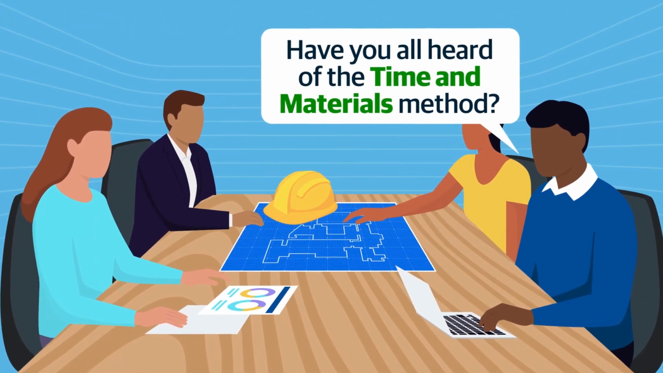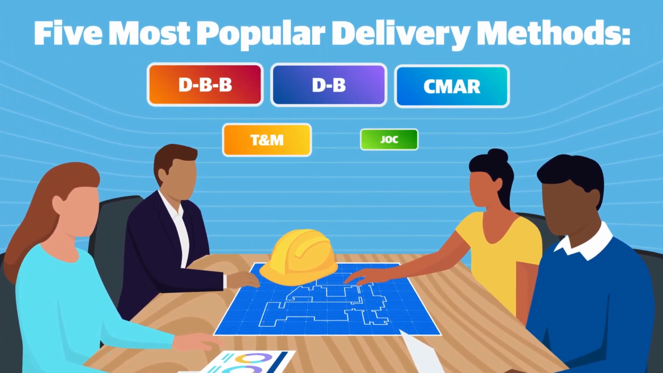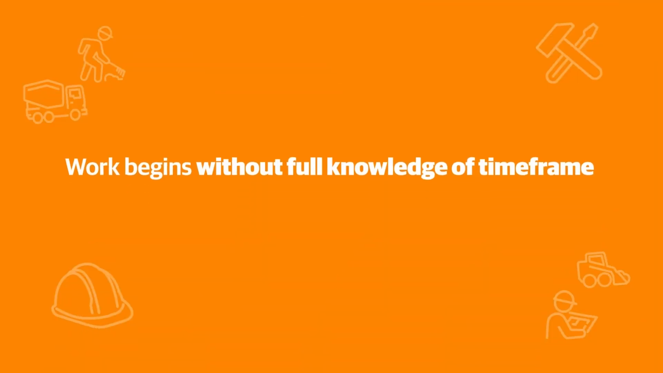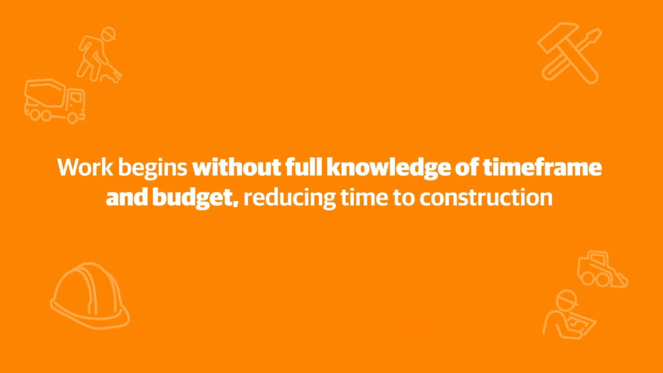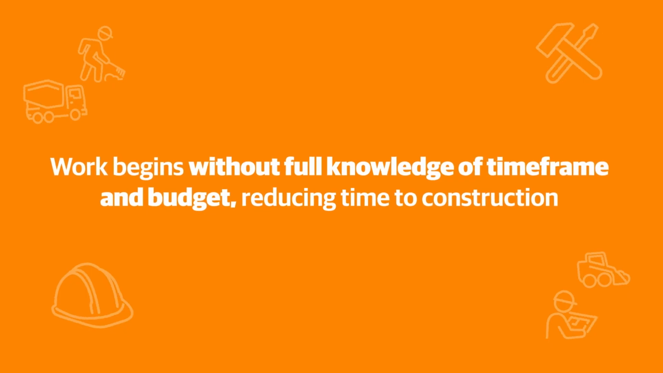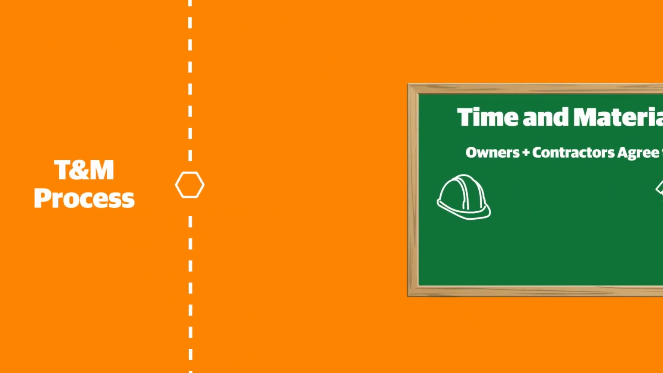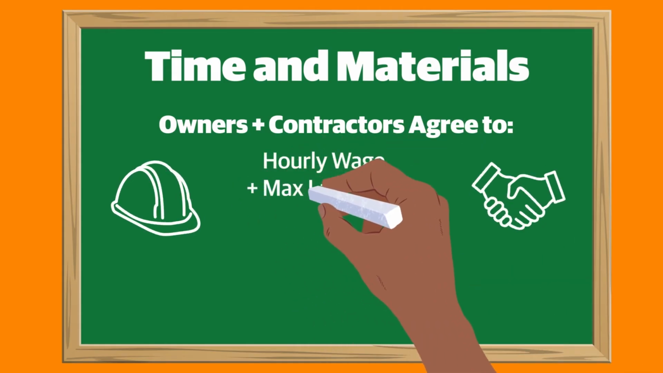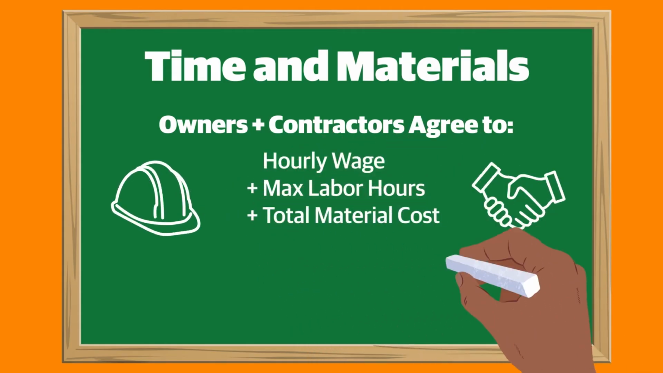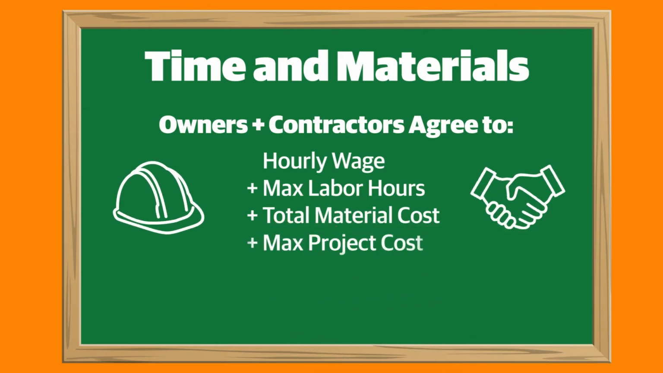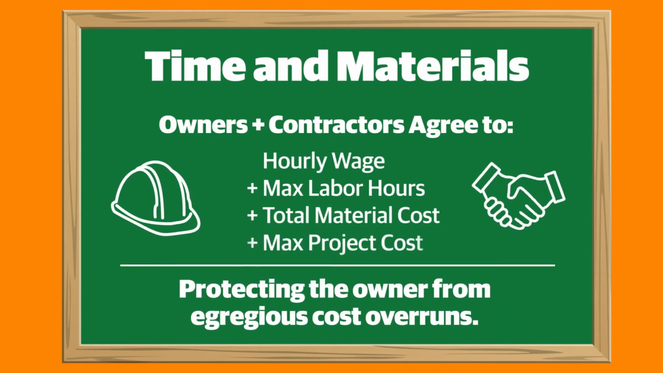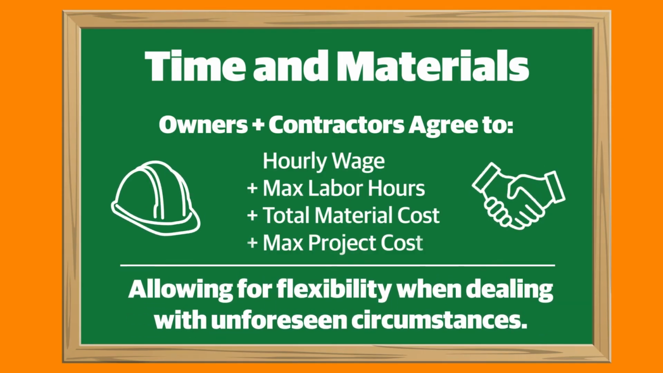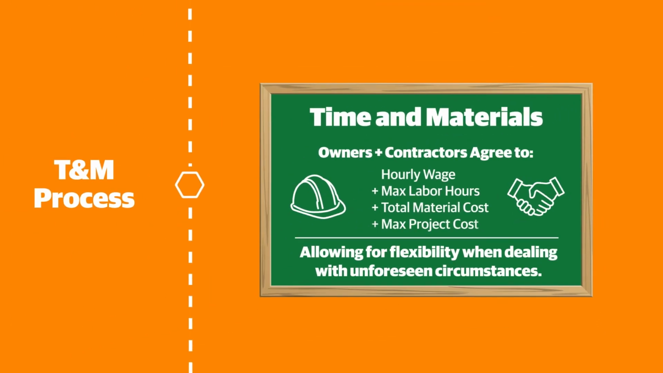Another project delivery method an organization might discuss to complete their project is time and materials. This process allows work to begin without full knowledge of the time frame and budget, reducing time to construction. The owner determines an approximate project scope and then agrees with the contractor on a fixed hourly wage, maximum labor hours, the total cost of materials, and a ceiling for total project cost, protecting the owner from egregious cost overruns. Everything else is negotiated as construction is completed, allowing for flexibility when dealing with unforeseen circumstances.